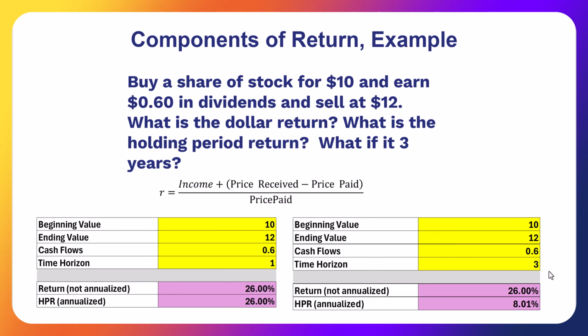Putting in the time horizon, again, incorporates the idea of time value. So in this case, we would average 8.01% per year. So if we're comparing investments, we want to be sure to have similar annualized returns. We want to annualize the returns rather than use the dollar return.